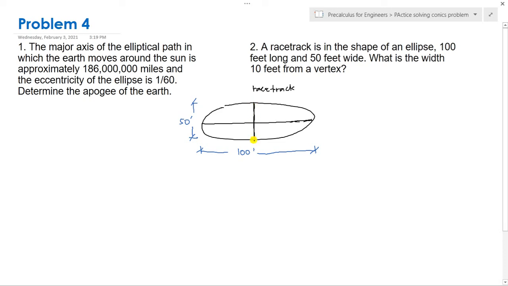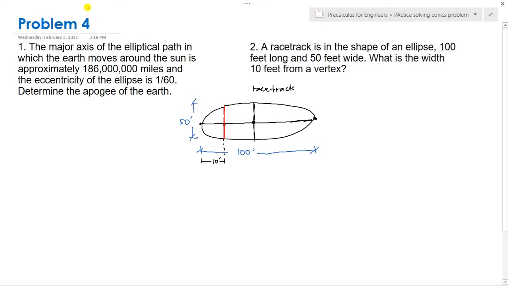Okay, so assuming a coordinate system, assuming that this is an ellipse centered at 0, 0, at the origin. So what is the width? 10 feet from the vertex. Whichever vertex, you will get the same result. So it says the width of the ellipse when we are 10 feet away from the vertex. So let's say here, this is 10 feet. So somewhere here we project. So what is the width here, near this?